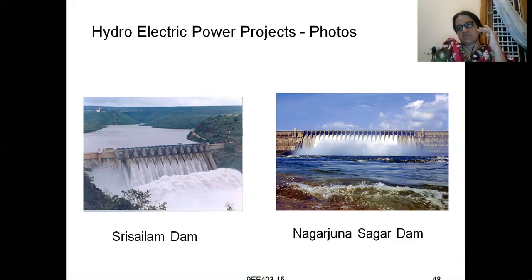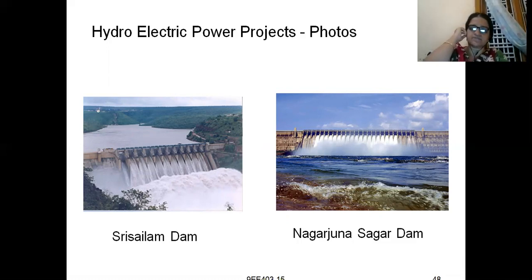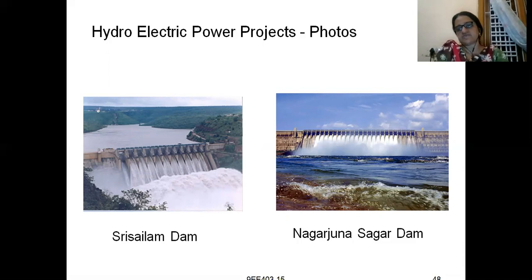So what they do is, before the water reaches the maximum level, they open the shutters of the gates, or the spillways, so that the excess water coming into the dam gets discharged from the spillways. And coming to the right side of the photo, there are 26 gates. This is Nagarjuna Sagar Dam, constructed on the Krishna River.